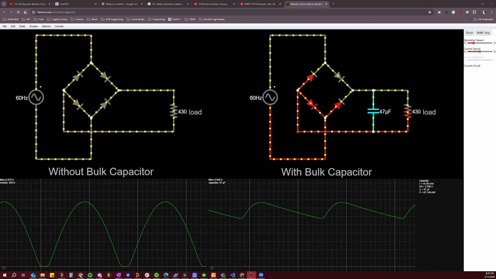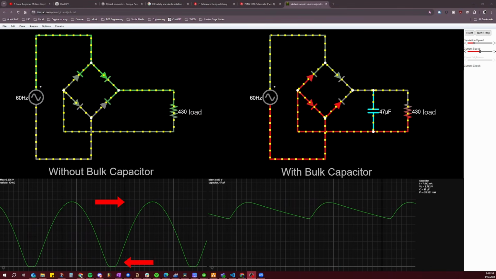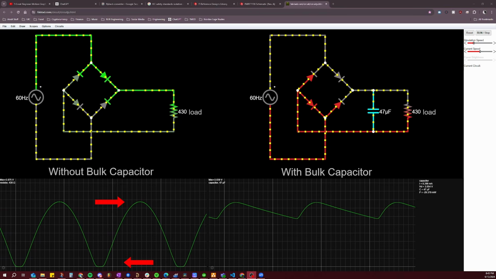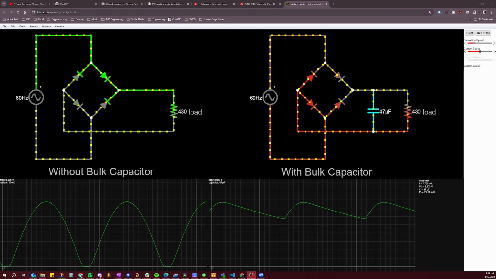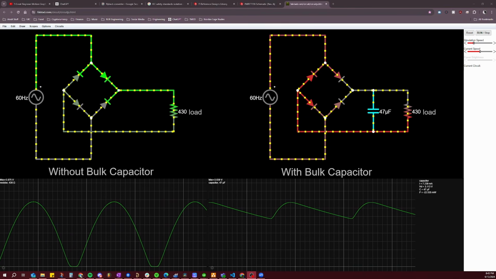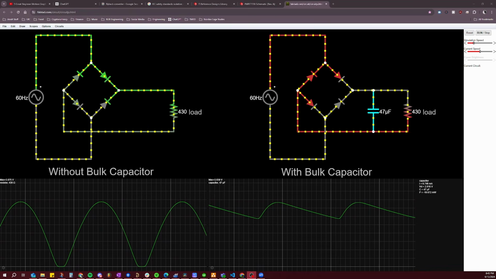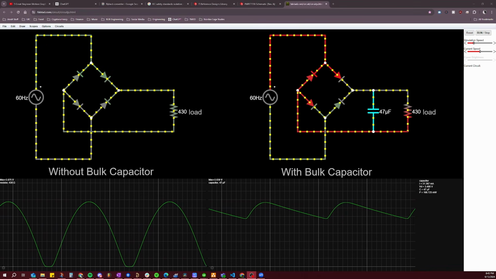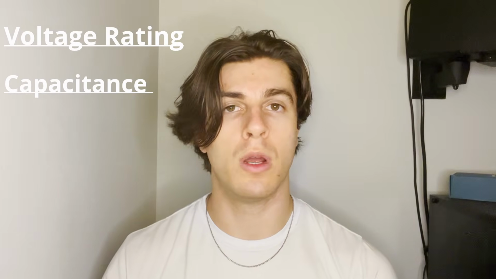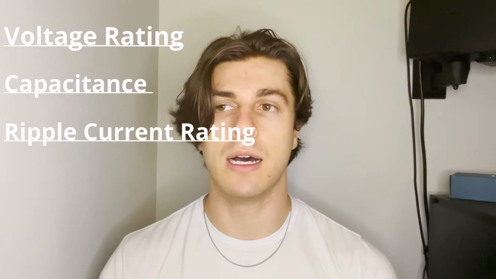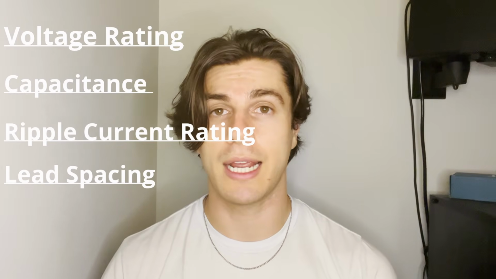Another point on that note is that the rectified AC mains voltage source will have these huge peaks and valleys that the capacitor has to smooth out. So oftentimes their capacitance ratings are substantially higher than that of the buck and boost converter applications that we've talked about. When it comes to selecting an input capacitor for a flyback converter application, you'll want to be familiar with parameters such as voltage rating, capacitance value, ripple current rating, lead spacing, and standoff height.